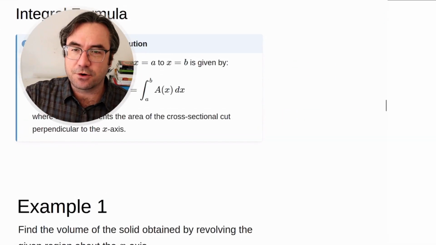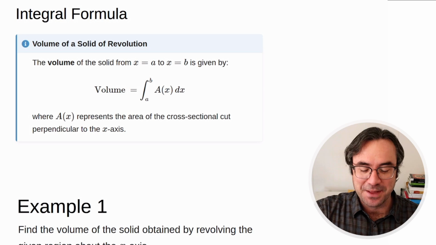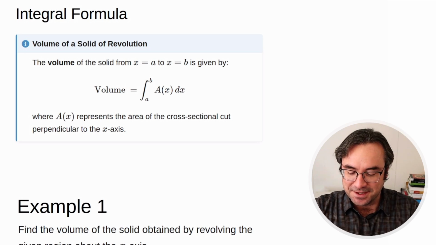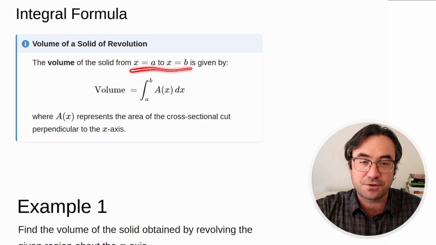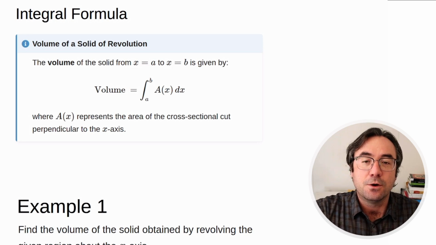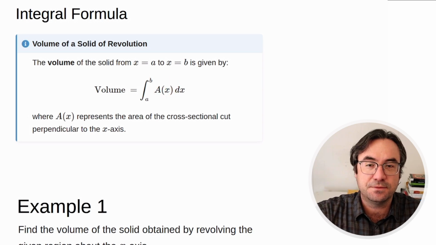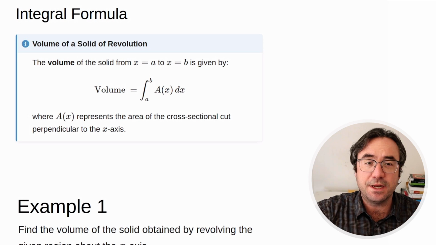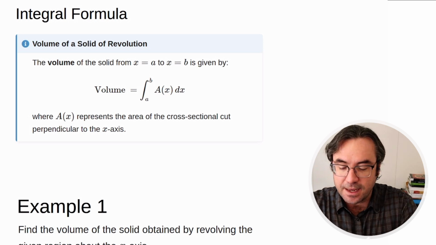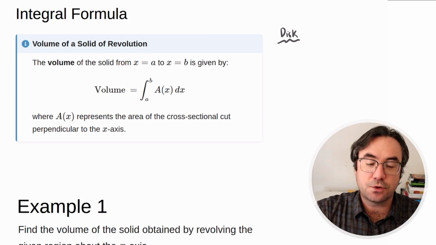Well, we have our integral formula. I guess that would have been more dramatic if I was out of the way. We have our integral formula. There we go. So if we're trying to find the volume for a solid of revolution, where our region goes from x equals a to x equals b, what we're going to do is find the area of our cross-section. So A of x represents the area for our cross-sectional cut that's perpendicular to our x-axis. And in the example that we saw, our cross-sectional cut was a disc.